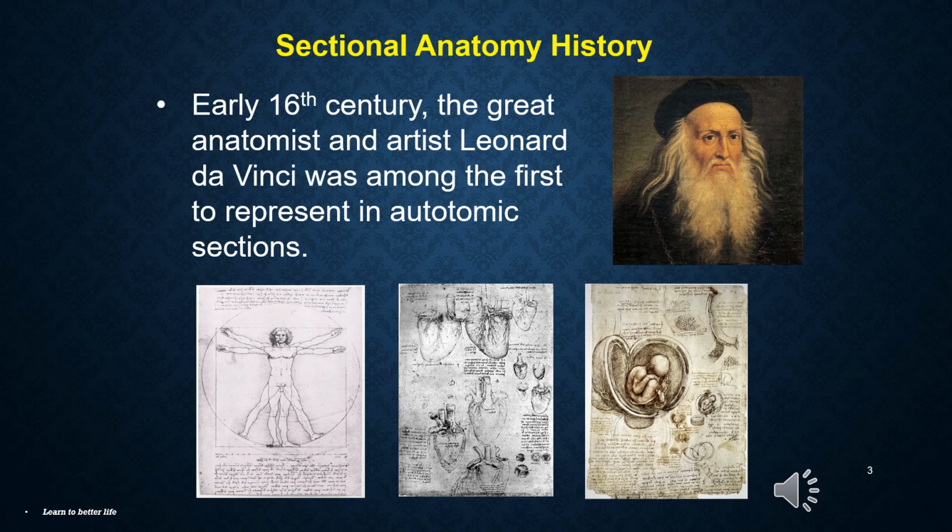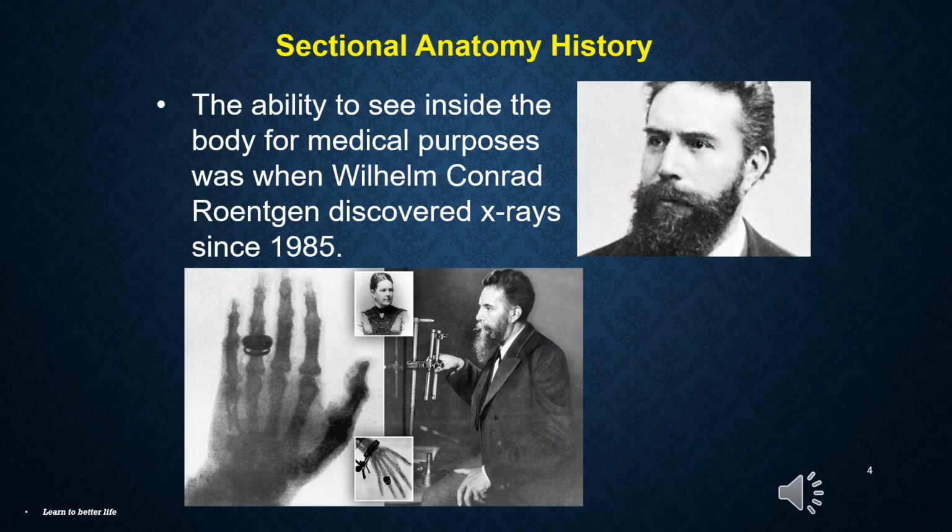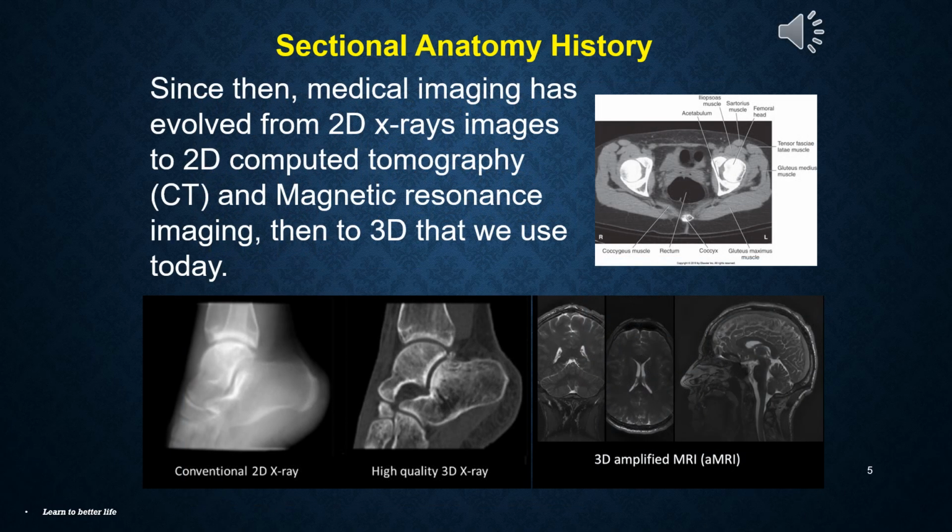The great anatomist and artist Leonardo da Vinci was among the first to represent anatomic sections. He had to illustrate all the images by hand, believe it or not. The ability to see inside the body for medical purposes began when Wilhelm Conrad Röntgen discovered X-rays in 1895. Since then, medical imaging has evolved from 2D X-ray images to 2D computed tomography, CT, and magnetic resonance imaging, then to the 3D that we use today.